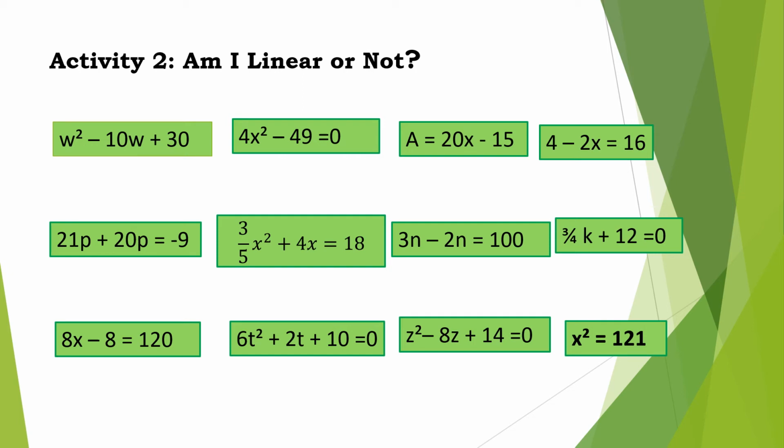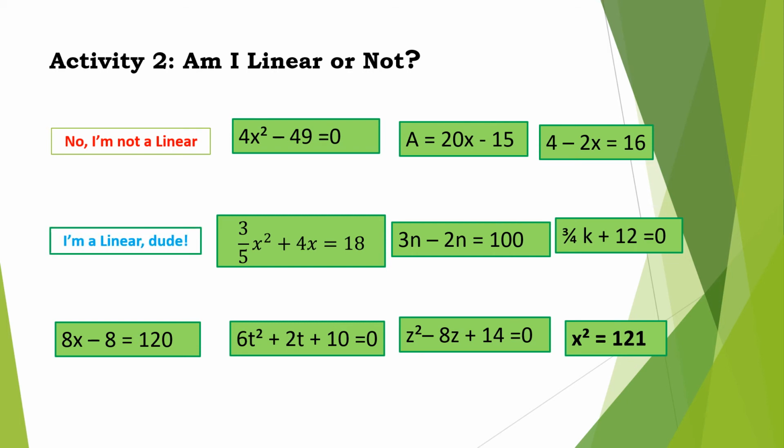How about this example number 1. So, tell whether this is a linear or not linear. So, w squared minus 10w plus 30. Is that a linear or not linear? That is, no, it's not a linear. How about 21p plus 20p is equal to negative 9? Is this a linear? Let's try to reveal the answer.